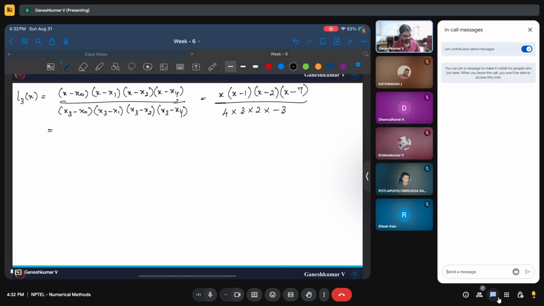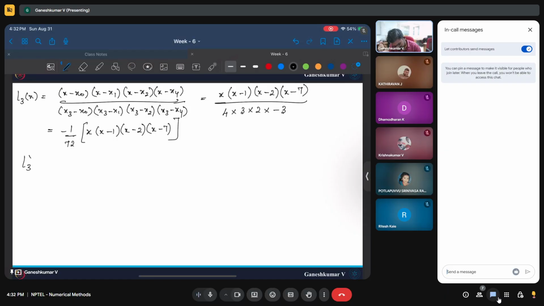How much is this? 9. 3 into 3 into 2 into 4 is 72. Is it right? 4 minus 7 is minus 3. Yeah, 72. So minus 1 divided by 72 into x, x minus 1, x minus 2, x minus 7.